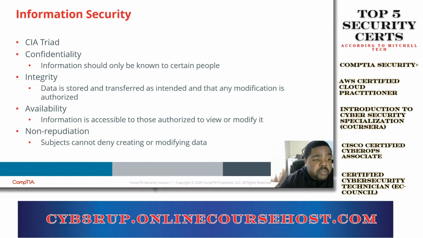Going back to the integrity piece of it, we also want to make sure that if anybody does change it, we want to make sure that they cannot deny it. And that's our fourth point here of non-repudiation.